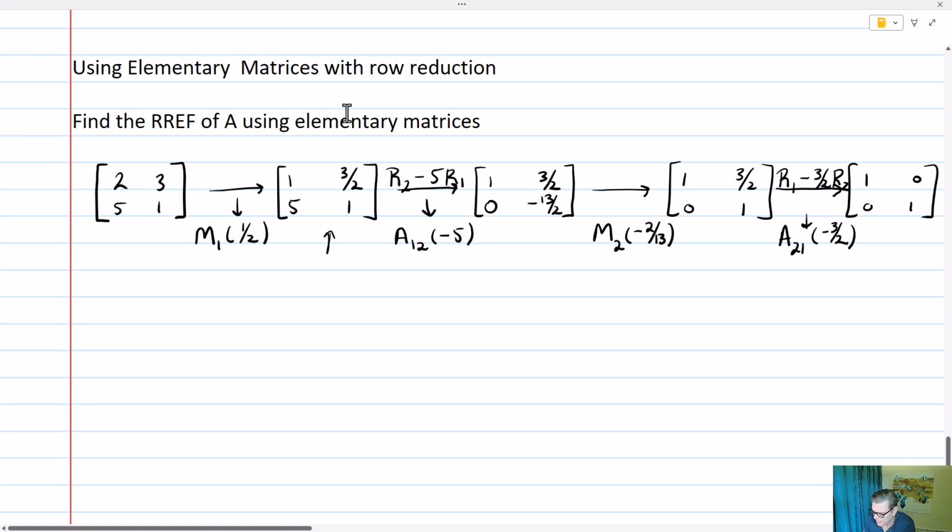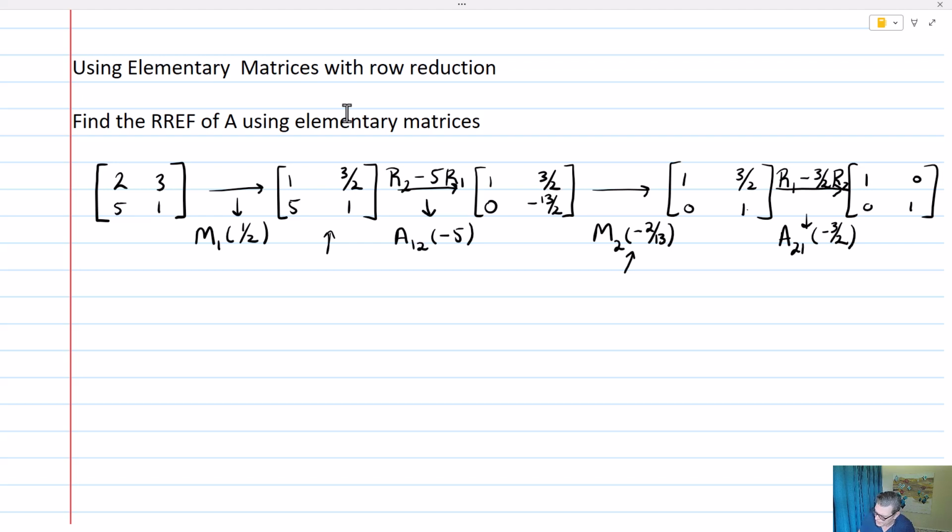And then with the second matrix, I'm going to take row 2 and subtract 5 times row 1. And my elementary matrix is going to be A12 -5. We'll transform that in just a moment. Then I have 1, 3/2, 0, -13/2. That's my result. And so I'm going to multiply row 2 now by -2/13. Then I need to zero out above the 1 in my row reduction. So I'm going to add -3/2 of row 2 to row 1. So I got row 1 minus 3/2 row 2, and my elementary matrix is going to be A21 -3/2.